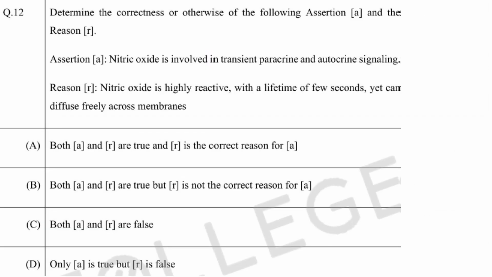Then next one. Determine the correctness or otherwise of the following assertion and the reason. Assertion: Nitric oxide is involved in transient paracrine and autocrine signaling. Yes, that's correct. Nitric oxide is highly reactive with a lifetime of few seconds, yet can diffuse freely across membranes. That is why it is involved in transient paracrine and autocrine signaling. So both A and R are true, and R is the correct reason for A. So answer here is option A.